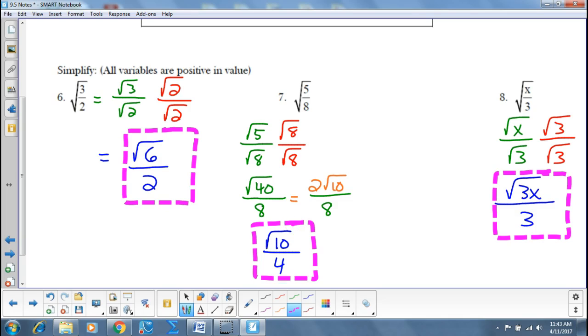Yes? Now, there's a couple of other ways to do that problem. Okay? One way is you could simplify the square root of 5 over the square root of 8 first.